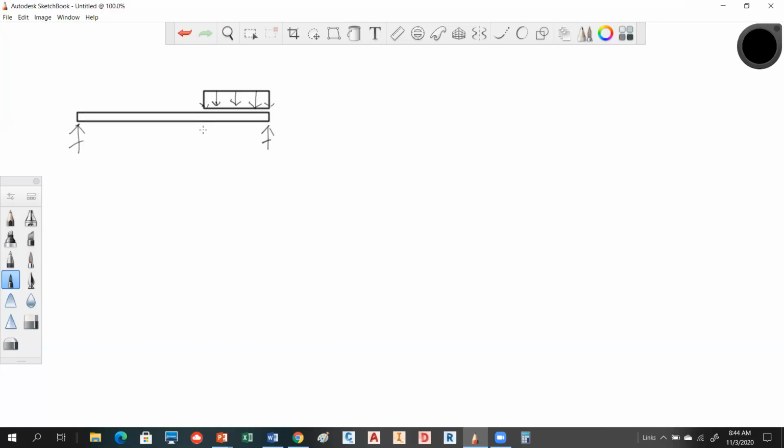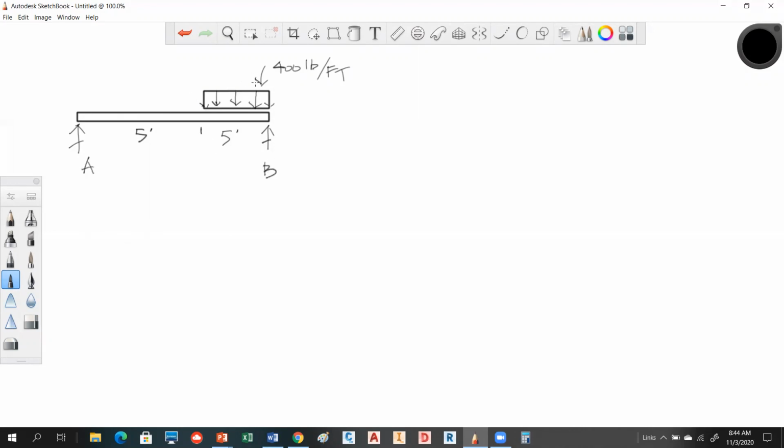And let's see, get some distances here. Let's say this is 5 feet and this is 5 feet. And we're going to go ahead and say that this is 400 pounds per foot. So the first thing we would need to do is model this with reactions. So we'll just call this reaction A, reaction B.